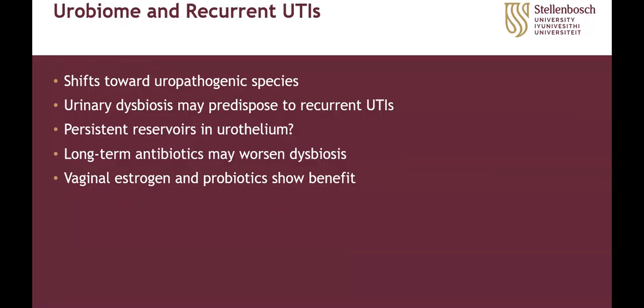So what we see in the urinary microbiome of patients with recurrent UTIs is a shift towards uropathogenic species. The dysbiosis might actually predispose patients to recurrent UTIs. There is the question of persistent reservoirs in the urothelium, which has to do with UPEC and intracellular bacterial communities, which will all be covered in the next talk. And long-term antibiotics might actually worsen this dysbiosis and predispose our patients to getting these infections again and again. We've also seen now that vaginal estrogen and probiotics might actually show benefit.